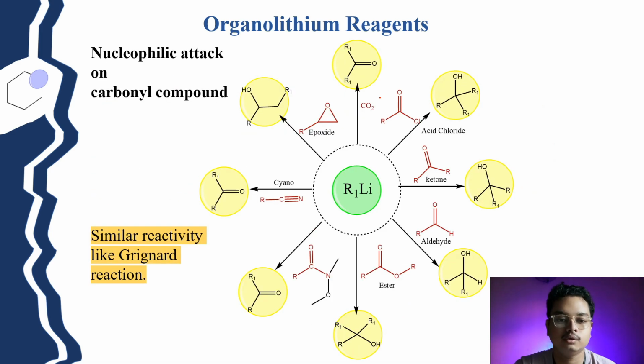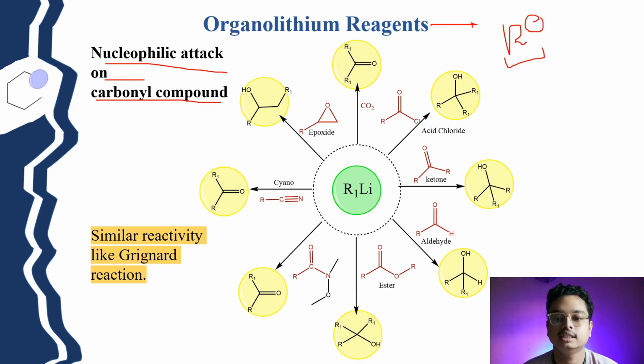Now let us talk about nucleophilic attack on carbonyl compounds. As we discussed already, the organolithium generates the R minus nucleophile, which is hard in nature, and thus shows similar reactivity to the Grignard reaction. Here, organolithium reacts with CO2 to give the ketone compound. This is the important exception over the Grignard reaction, because Grignard will directly generate the acid, but here it will stop at the ketone.